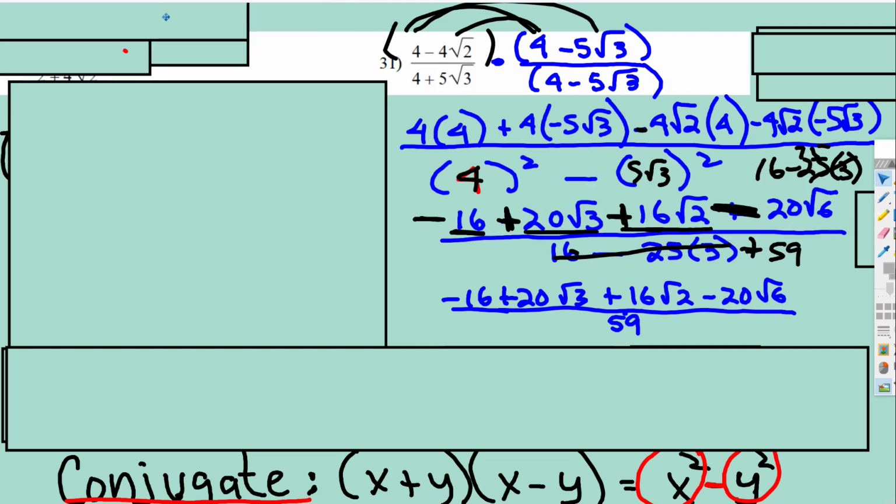Let me get rid of this. And that's simplified, because notice this doesn't have a radical in the denominator. This has root 3, root 2, root 6. None of those are the same, so you cannot add any of those terms together. And 59 is prime. So 16, 20, 16, 20, they share a factor, but they don't share a factor with 59. So that's as simplified as it gets.